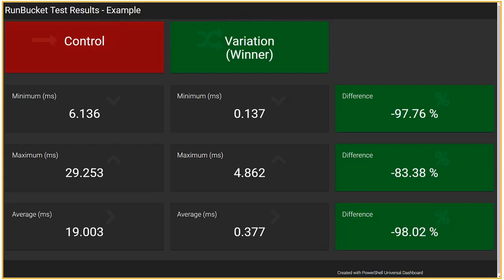And I label the column with the winner in it, so control's on the left, variation in the middle, and the percentage difference on the right, with a negative number being a speed up. So obviously the average of 19 milliseconds for my control versus 0.3 milliseconds for my variation, it's a 98% speed up. How I'm determining the winner is based on that average, but I do include the minimum and maximum runtimes here just to give a bit of context around that as well.